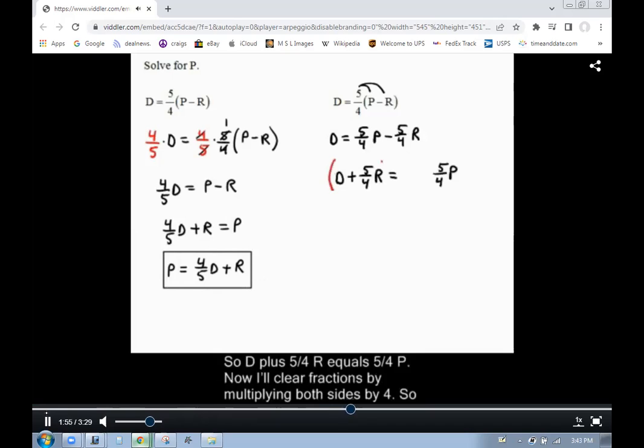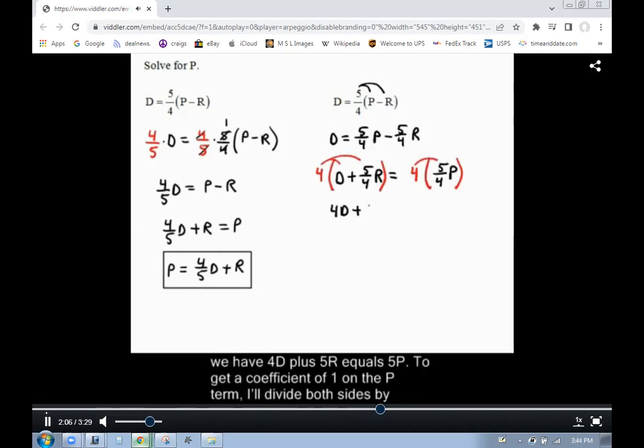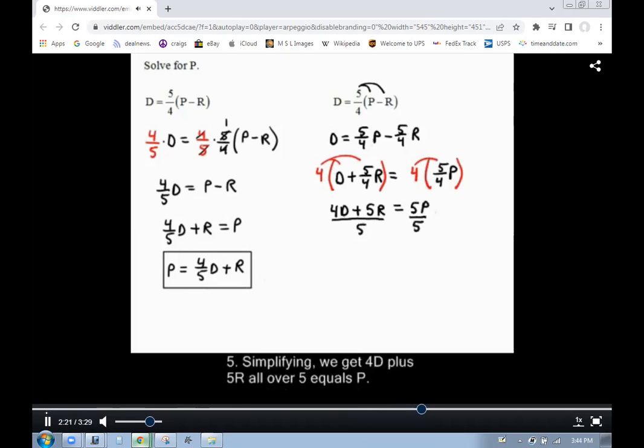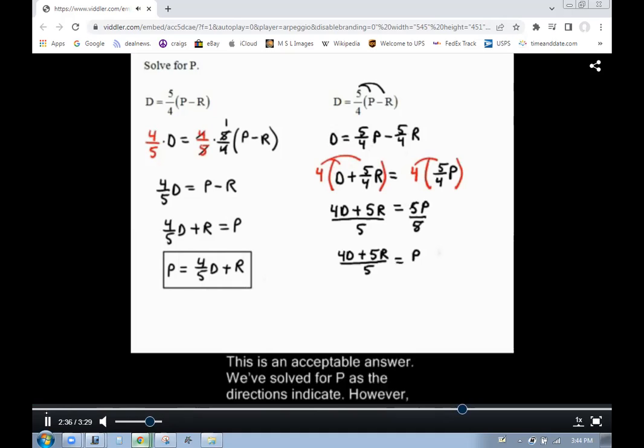Now I'll clear fractions by multiplying both sides by 4. So we have 4d plus 5r equals 5p. To get a coefficient of 1 on the p term, I'll divide both sides by 5. Simplifying, we get 4d plus 5r all over 5 equals p. This is an acceptable answer. We've solved for p as the directions indicate.